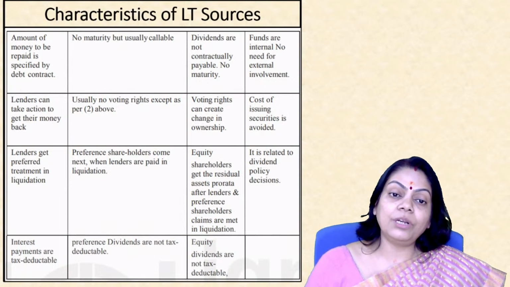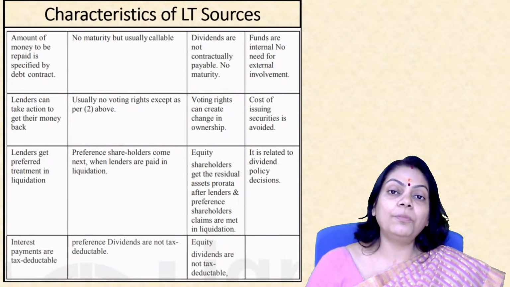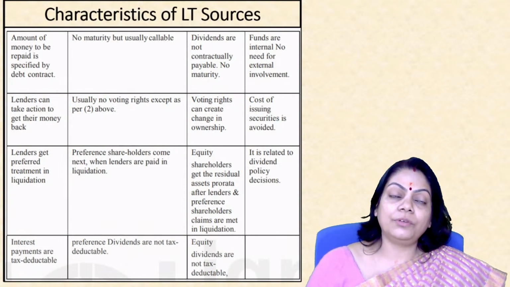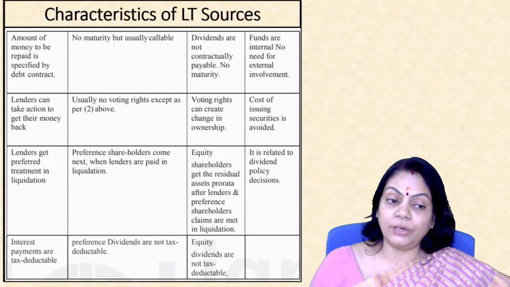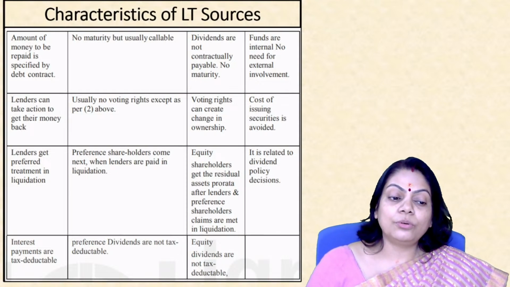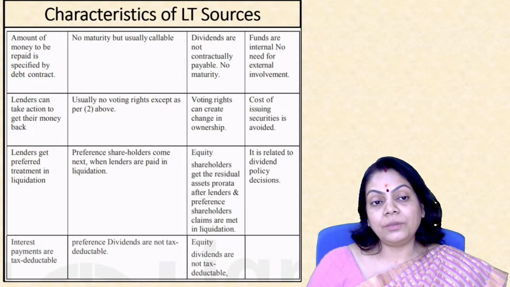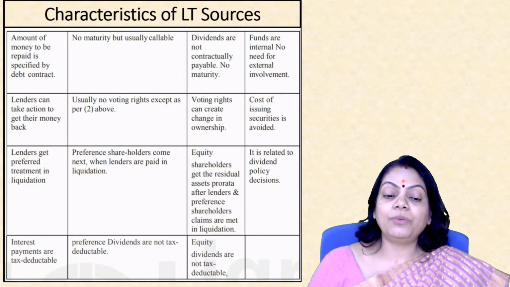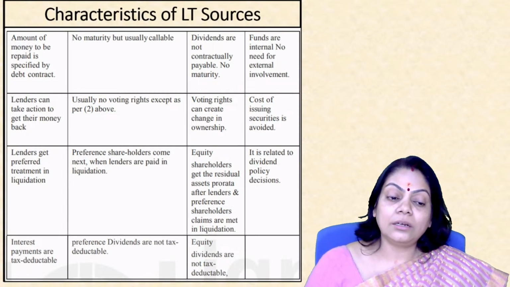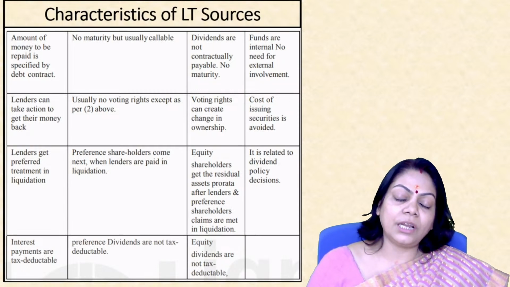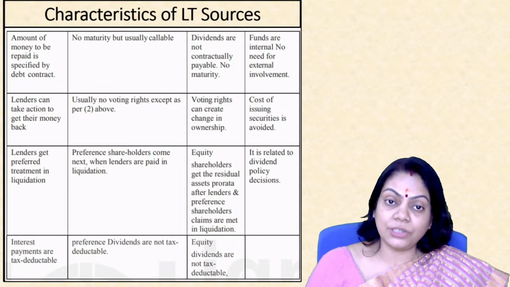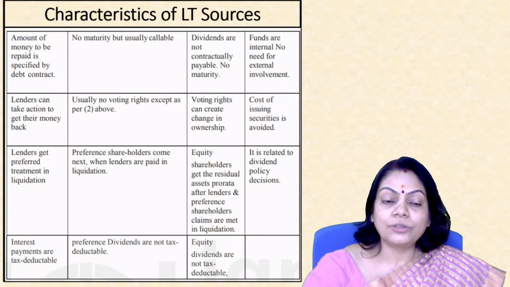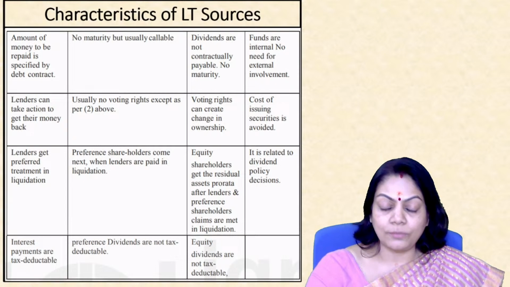Whereas in case of equity, the voting rights will create changes in the ownership if you don't pay the dividend, or if the returns are not such that the firm value increases. In case of debenture, the interest payments are deductible for tax, whereas the payment of equity and preference dividend is not deductible for tax purposes, as we discussed in the last class also. So these are the basic characteristics of our long-term sources.